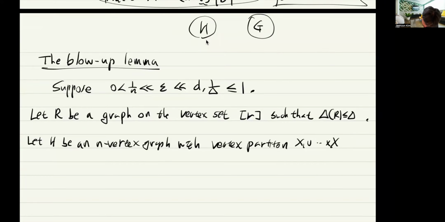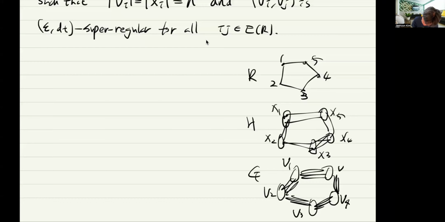So what do we know? Let's say again R is 1, 2, 3, 4, 5, then H is what? H looks this way with x1, x2, x3, x4, x5. Then G is like this: epsilon regular, epsilon regular, epsilon regular, epsilon regular, epsilon regular, with P1, P2, P3, P4, P5.